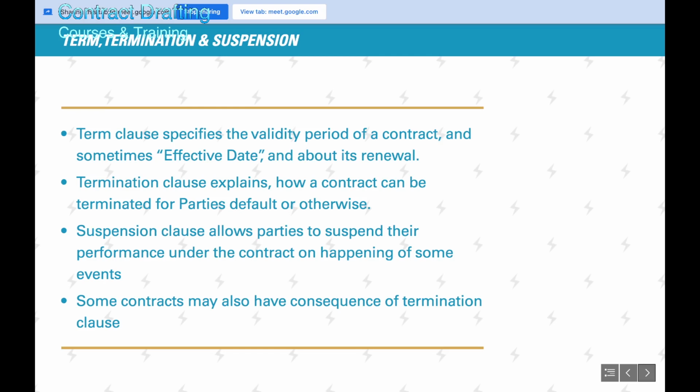There may be contracts where there may also be a consequence of termination. So, for example, if a termination is just for convenience, then how the parties are going to settle it? If it is because of a breach by the client, then how they are going to settle it? And if it is because of breach of a contractor, then what will be the consequence of that? So those things have to be also captured.